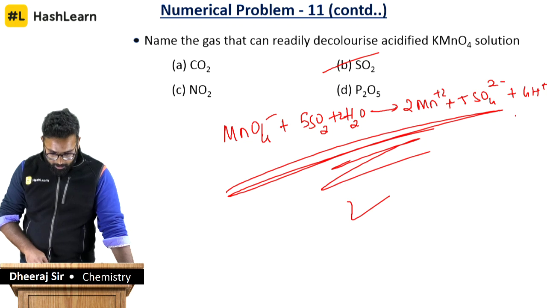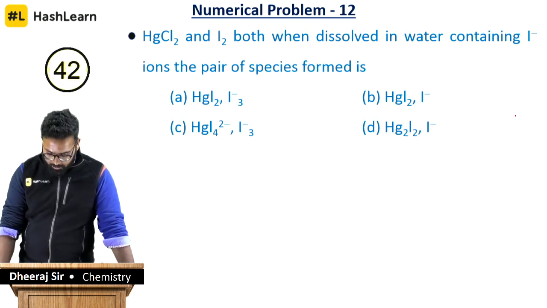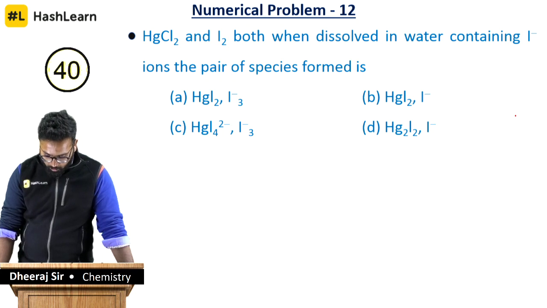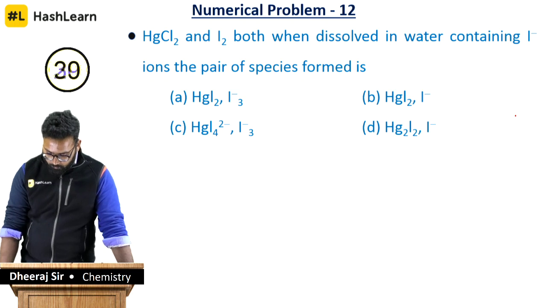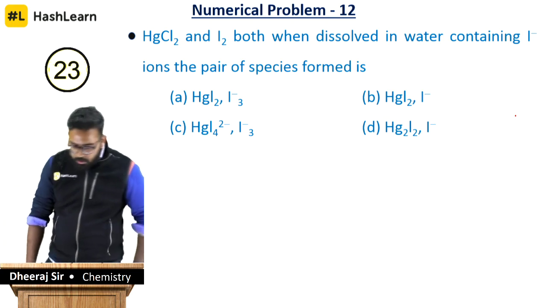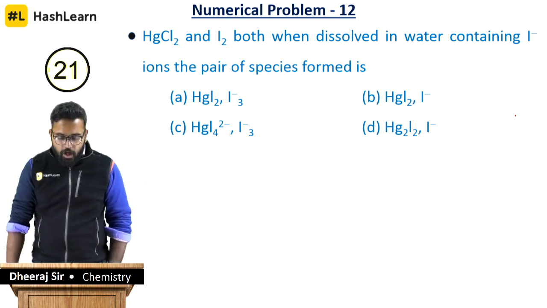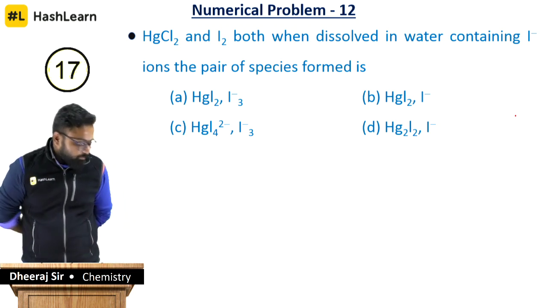So moving ahead to the 12th question. HgCl2 and I2 both are dissolved in water containing I minus ions. What pair of species is formed? So what is it going to be? HgCl2 and I2 both when dissolved in water containing I minus ions, what species of ions are going to be formed by this molecule is the question.